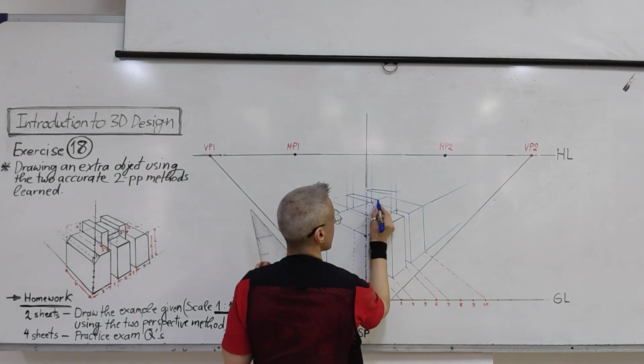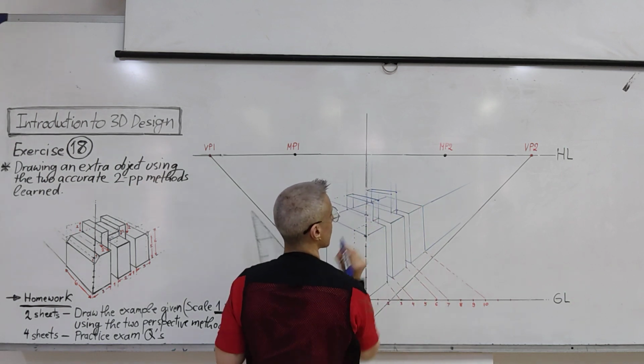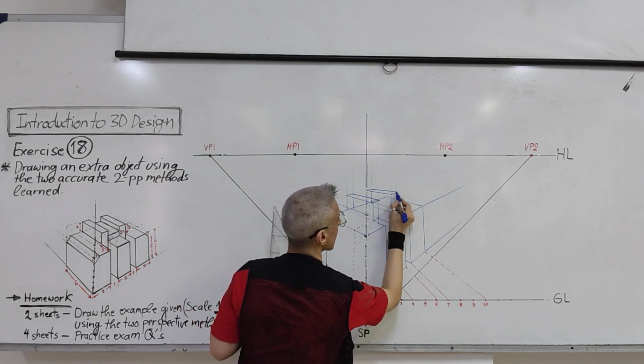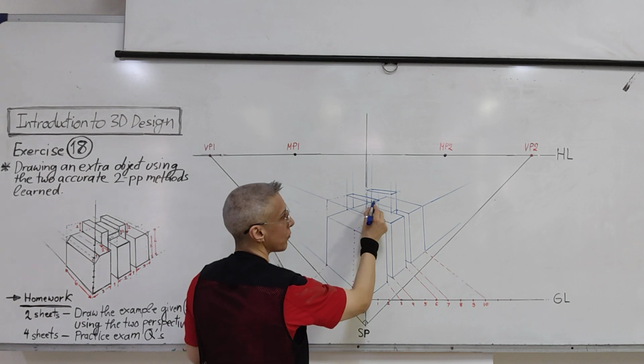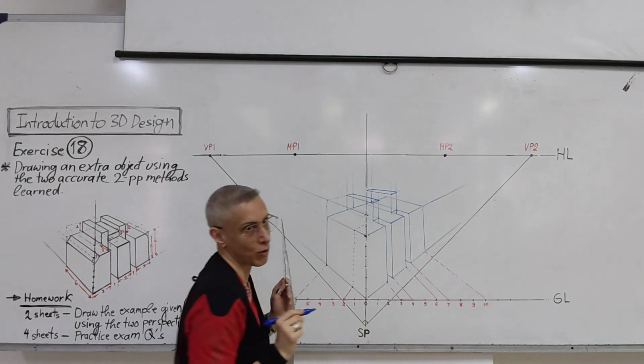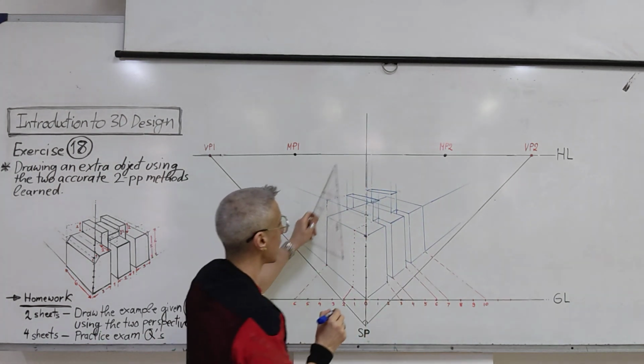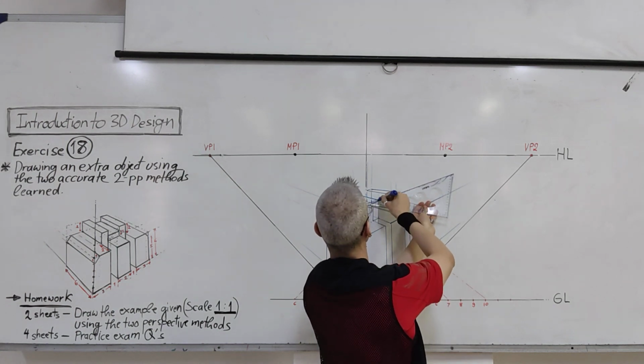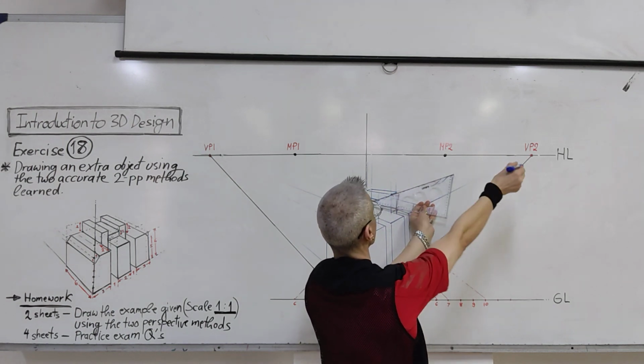Now, from this point, this point, this point, this point, this is where they intersect these lines. If you take them, they should meet the vanishing point, if your drawing is correct. So this line here should go to the vanishing point.